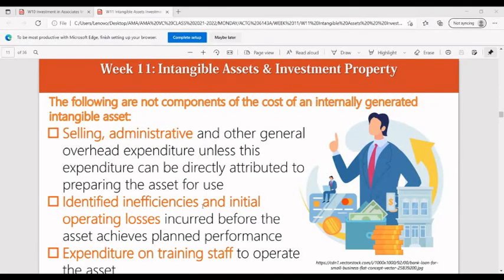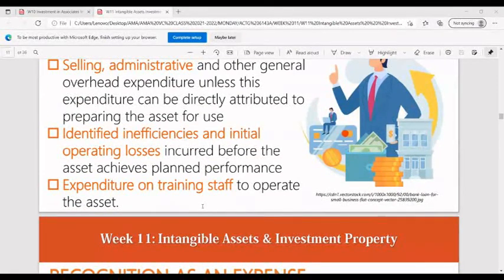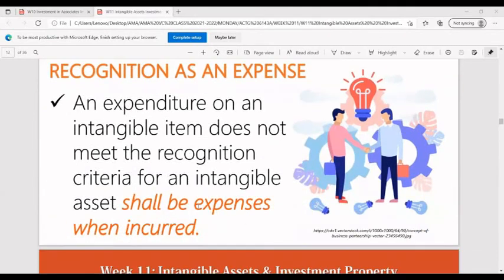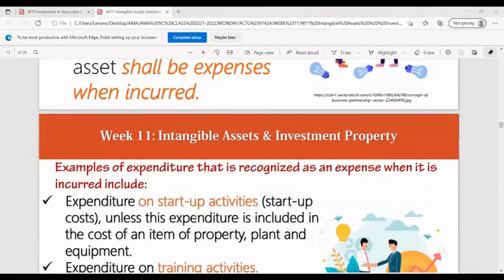Identified inefficiencies and initial operating losses incurred before the asset achieves planned performance. Expenditure on training staff to operate the assets. So recognition as an expense: an expenditure on an intangible item that does not meet the recognition criteria for an intangible asset shall be expensed when incurred.